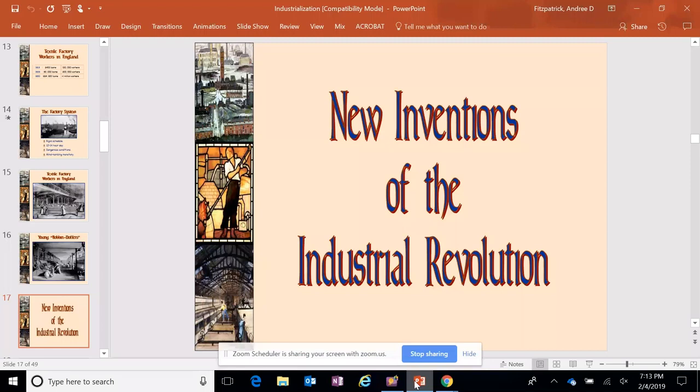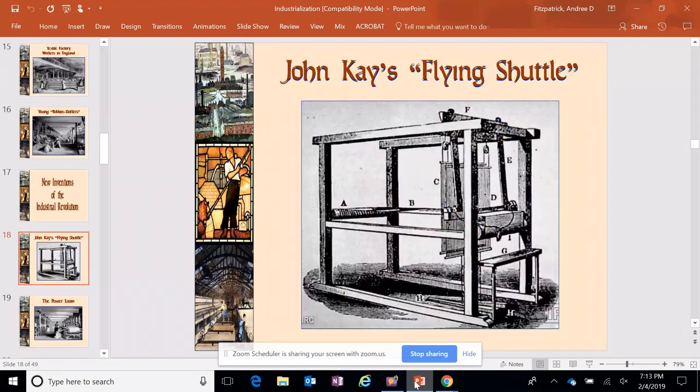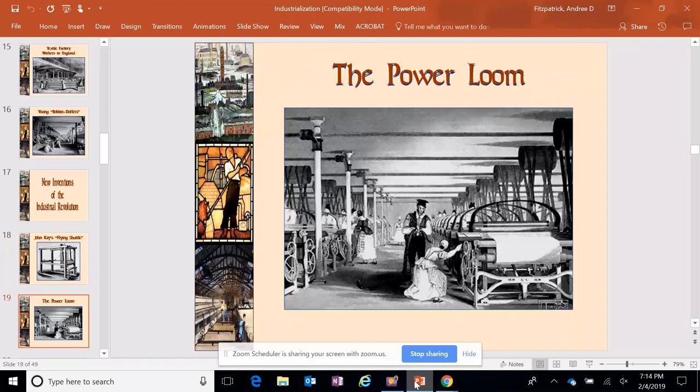All right, so we touched on this a little bit, but some of the new inventions you want to be familiar with, in addition to the water frame that we just saw, are the industry inventions for weaving. The flying shuttle was one of the first mechanized machines to weave thread into cloth. And then ultimately we got the power loom, which was even faster and could be powered by steam.